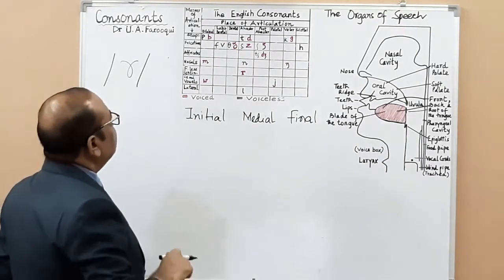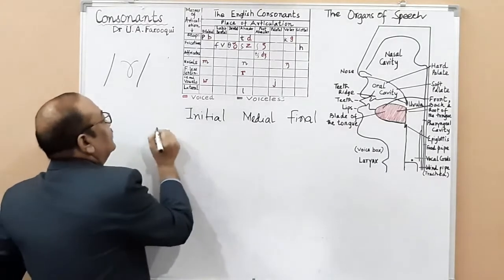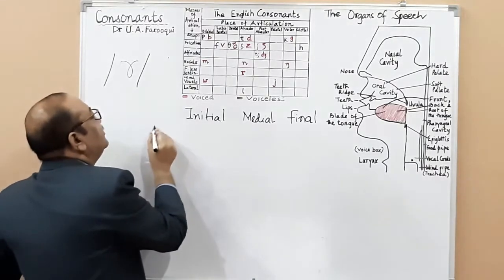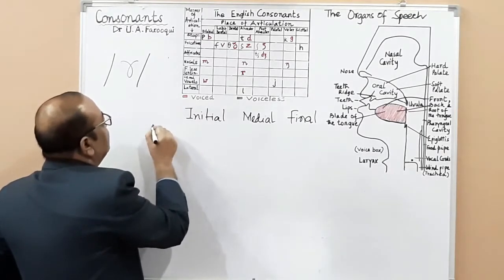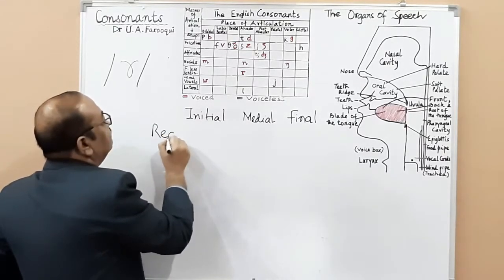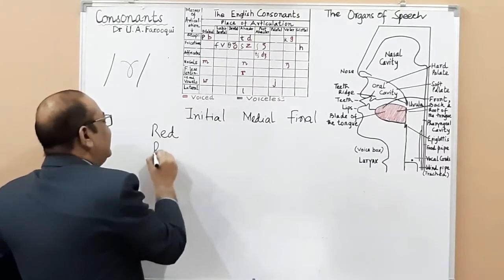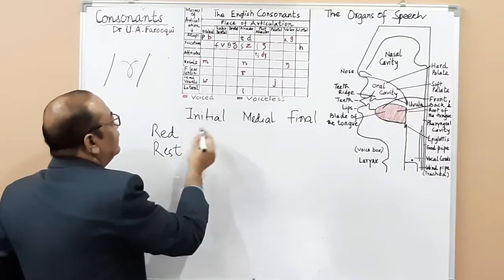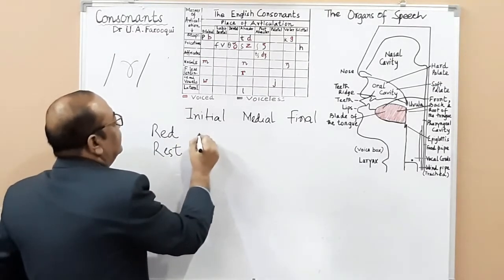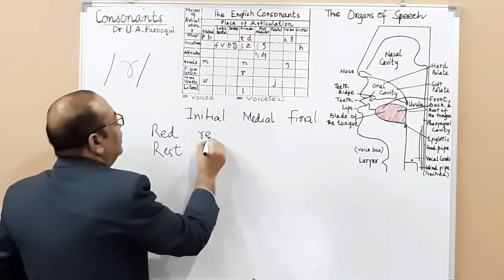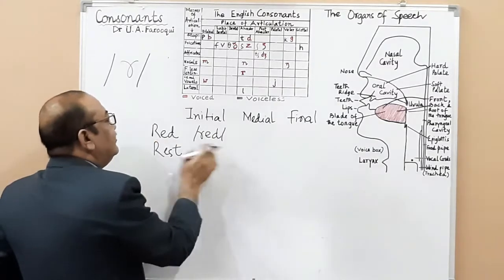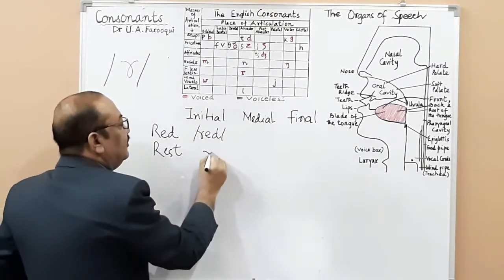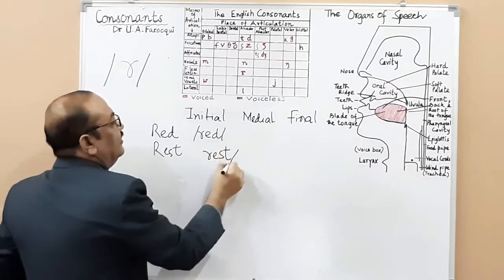Now let us transcribe words with it. You have so many words beginning with the ra sound. You have red. You have rest. Okay, let's take these two words. Red. You transcribe the way you write. This is very easy to transcribe, this e. Red. Okay, rest. Even rest is the same.